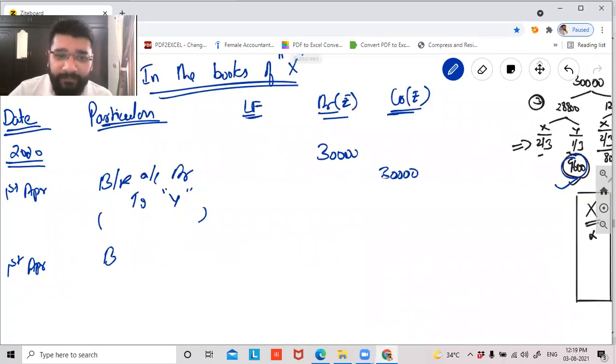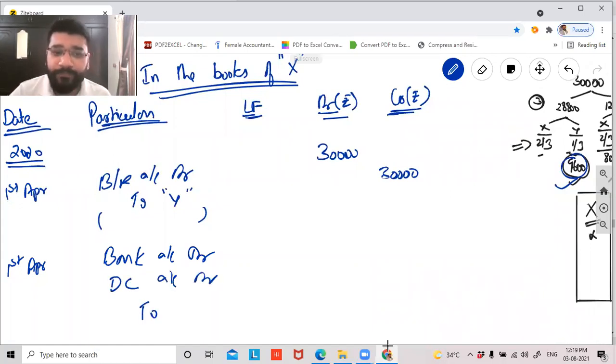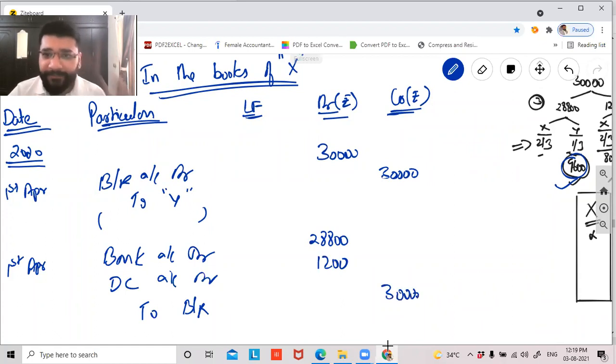Bank account debit. Discounting charges account debit to bills receivable. Can you please tell me the amount? How much is the money that is required from the bank? 28,800. And the discounting charges is 1,200. And the bill is settled to the tune of 30,000 rupees. Am I right?